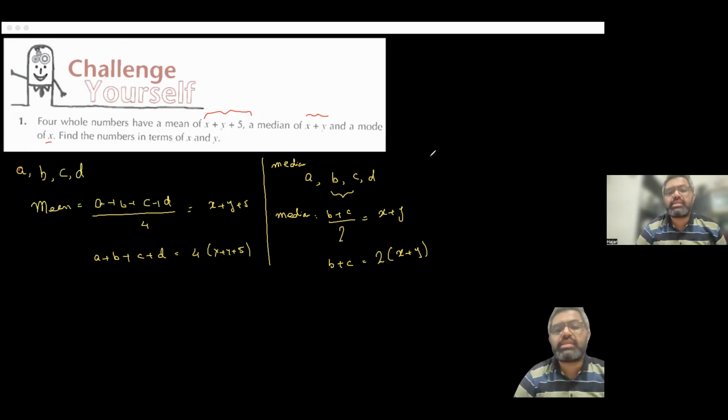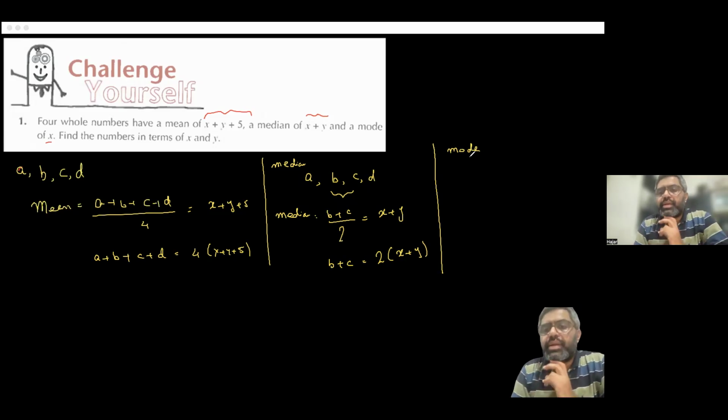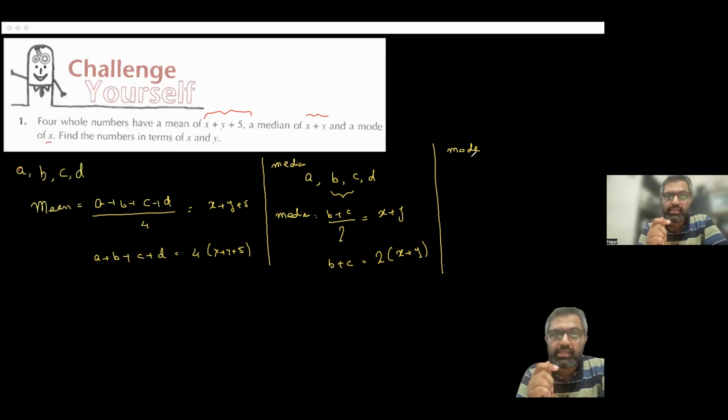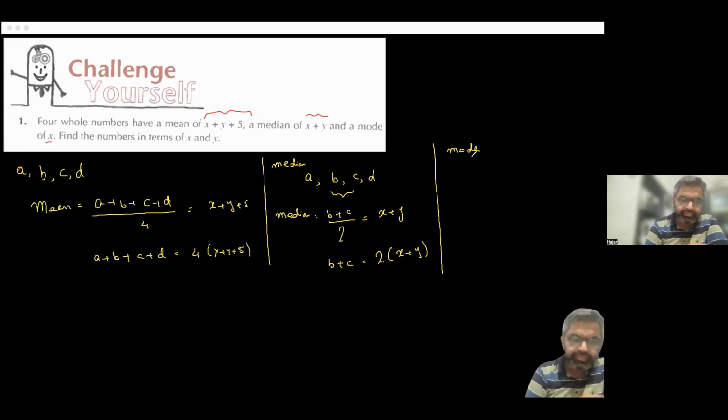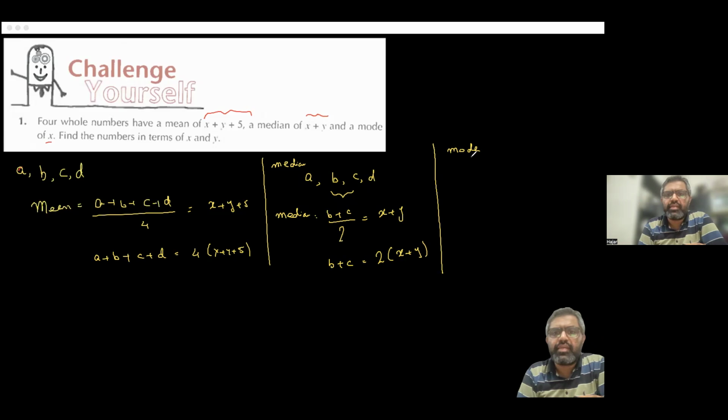Before doing this, let's have a look at the mode. Mode is the most frequent number. The mode over here is given as x. Can we have all distinct elements, like A, B, C, D all different? If all elements are distinct, then there is no mode. So can we have all elements as x, one element occurring 4 times? In that case, we will not have the median as x plus y. Then it means everything is x, right?